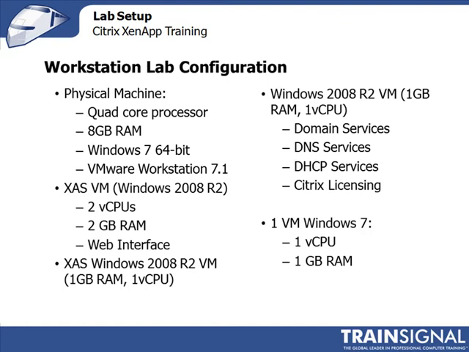I'm also going to have one virtual machine running Windows 7 with 1 vCPU and about 1 gig of memory, maybe a little less. This is going to act as the client so that when we go through the lessons of installing certain plugins or certain clients, we can simulate that from a VM running Windows 7.